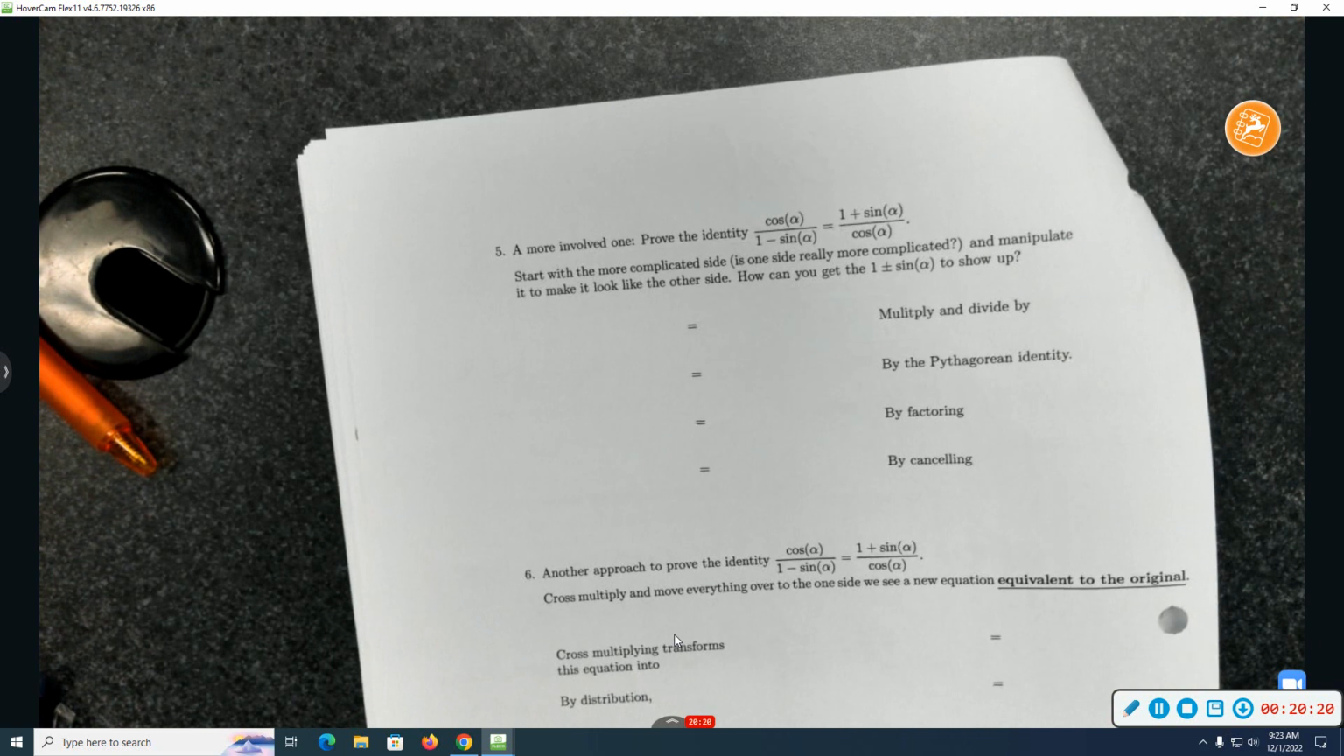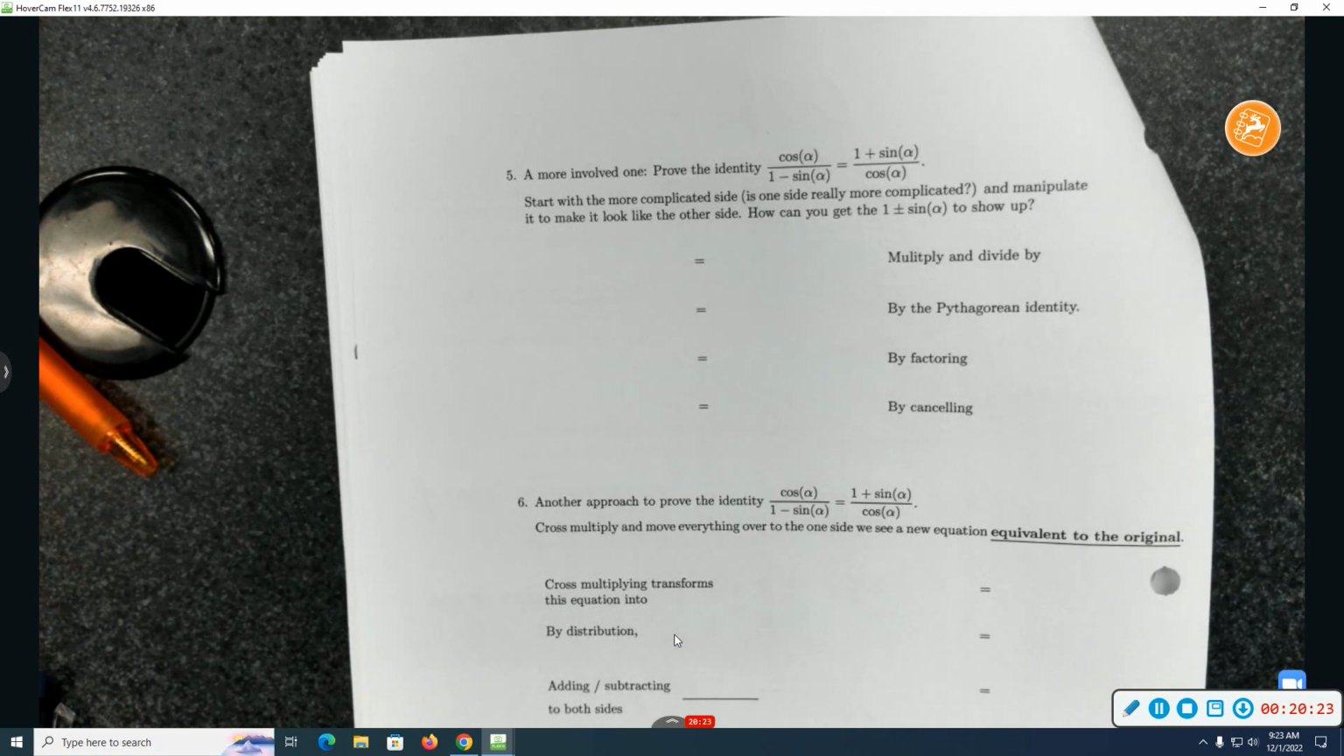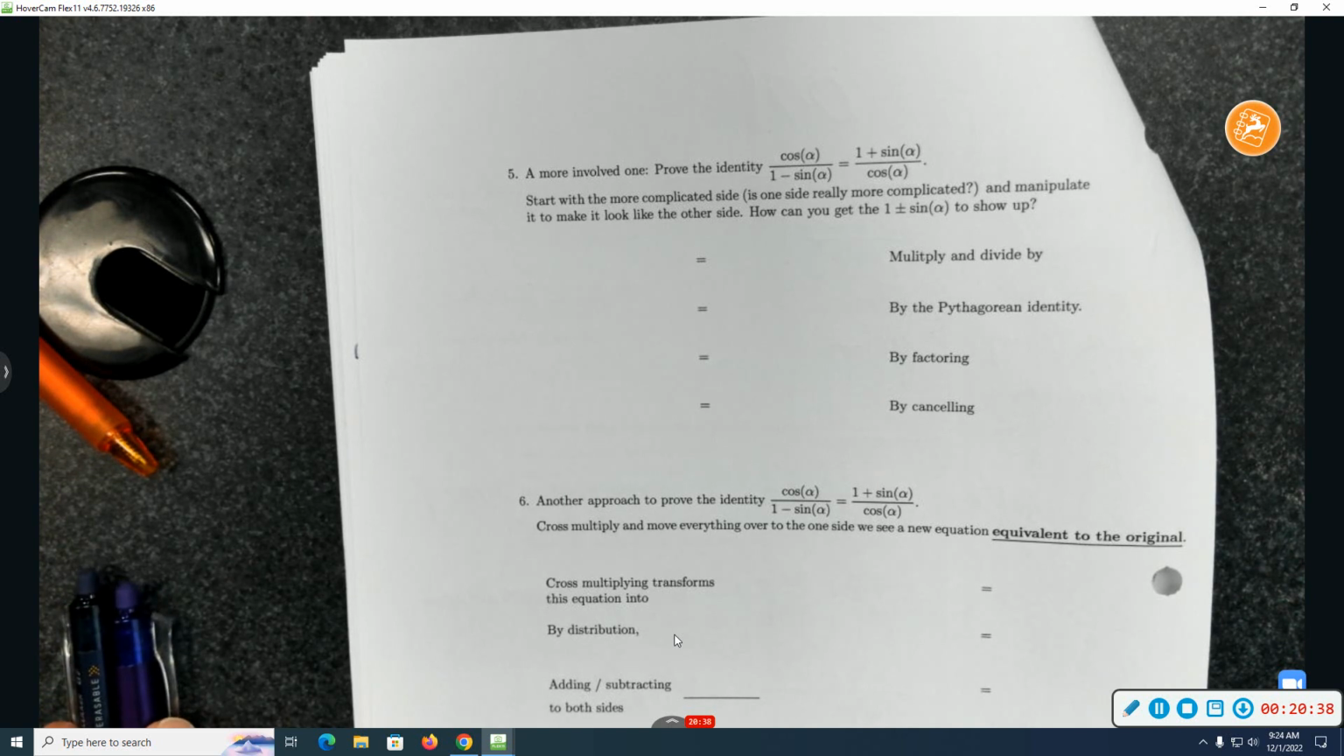So, carrying on. On this page, we see a single identity. Apparently, cosine alpha divided by 1 minus sine alpha is equal to 1 plus sine alpha all over cosine alpha. And we'll prove it two different ways, because I want to point out a shortcoming in the strategy that we've used for the previous couple, which is to start with the more complicated side and simplify it down. Does this equation really have a more complicated side? No, so it's hard to decide which one to start with. And especially if there's not one side that's more complicated, it's hard to see simplifications to do.